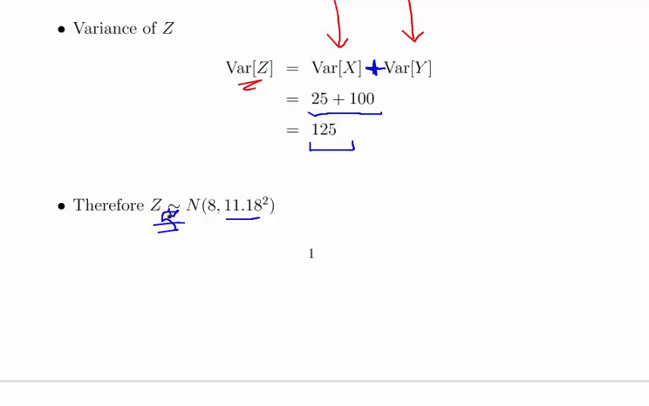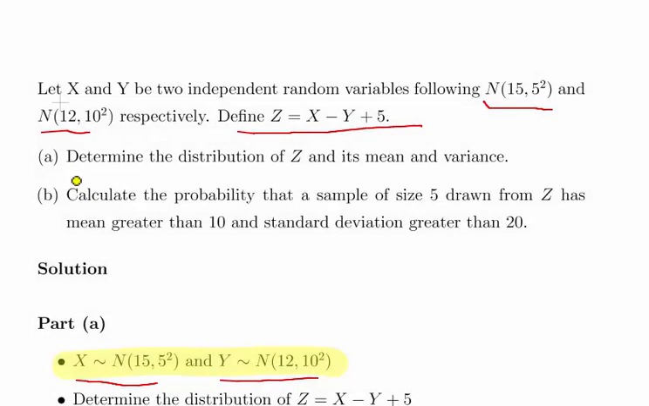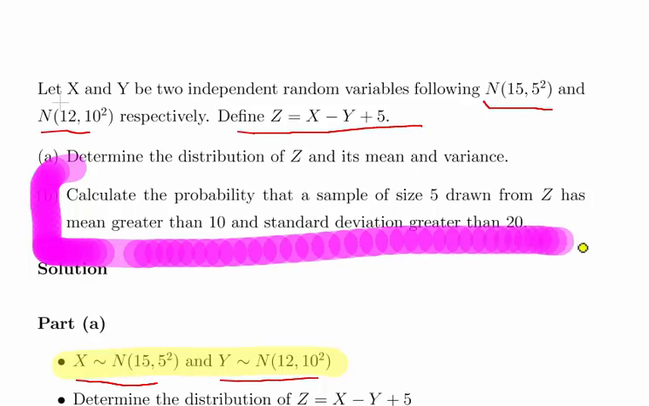Z is a normally distributed random variable with mean of 8 and a variance of 11.18 squared, or you could write it as 125. My pen keeps slipping for some reason. I'm going to just take a pause for a second. Okay, I'm back for the second part here.